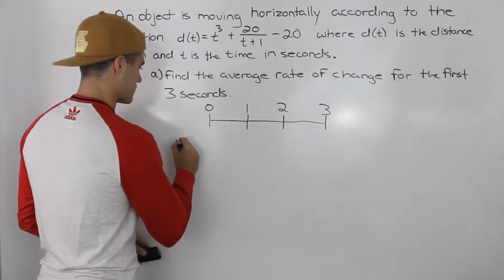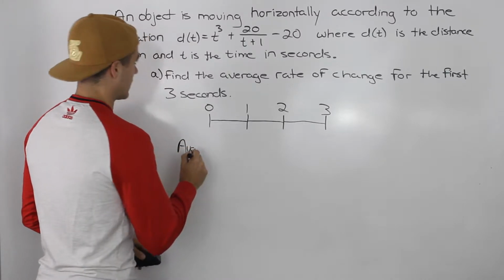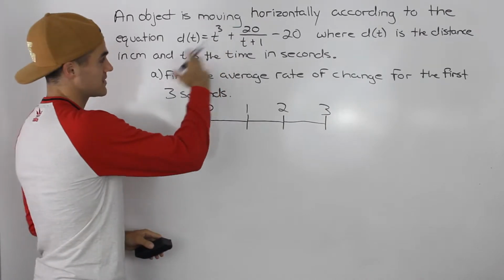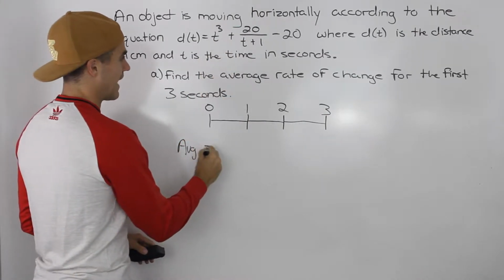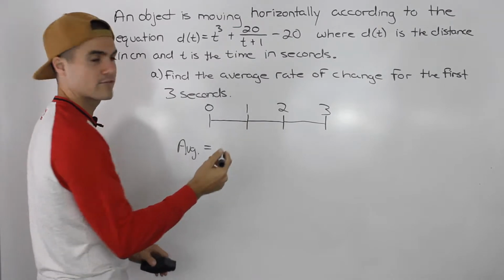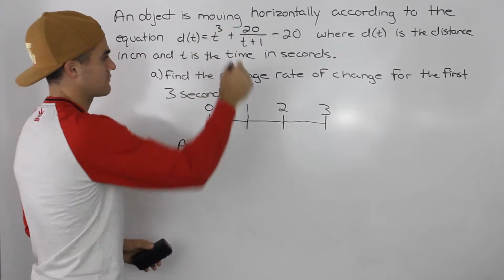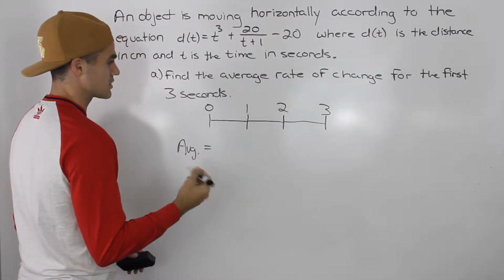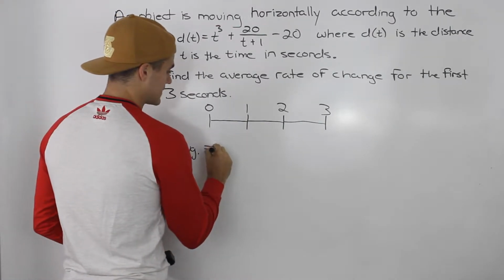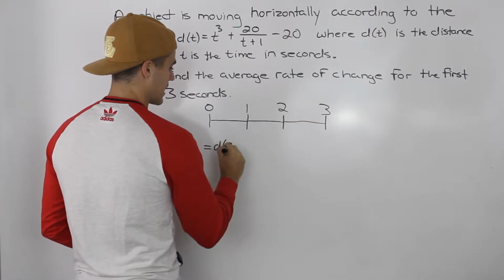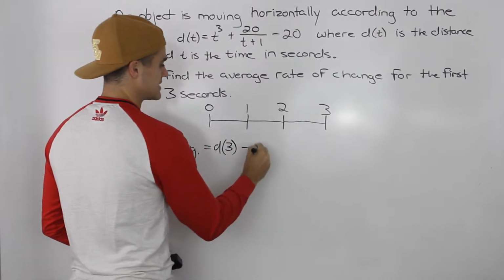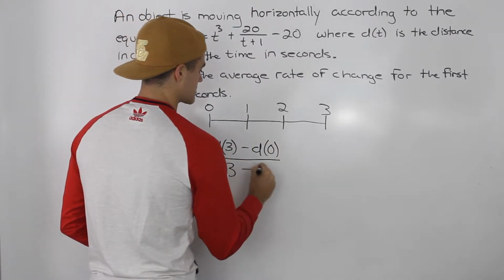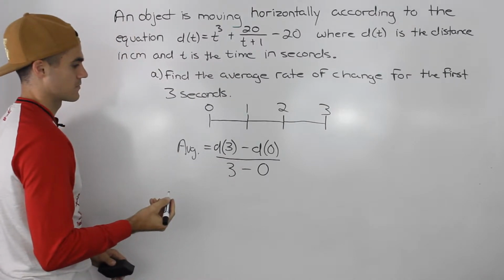The way we would do that is, notice this is a distance versus time equation, or a displacement versus time. So to find the average rate of change, we'll have to find the slope of the secant if we were to graph this out, which we won't do. This is a pretty complex graph. So to find the slope of the secant, we would find the distance at time 3 minus the distance at time 0, all over 3 seconds minus 0 seconds.